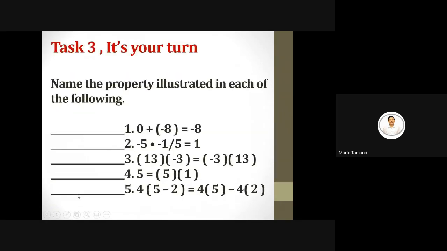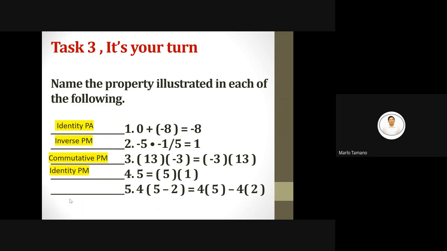Next, we have task number 3. It's your turn. Name the property illustrated in each of the following. Number 1. So number 1, we have, are you ready? Yes. Okay. The answer is identity property of addition. How about this number 2? You're correct. Inverse property of multiplication. Next, number 3. You're correct. Commutative property under multiplication. Next, that is commutative property of multiplication.